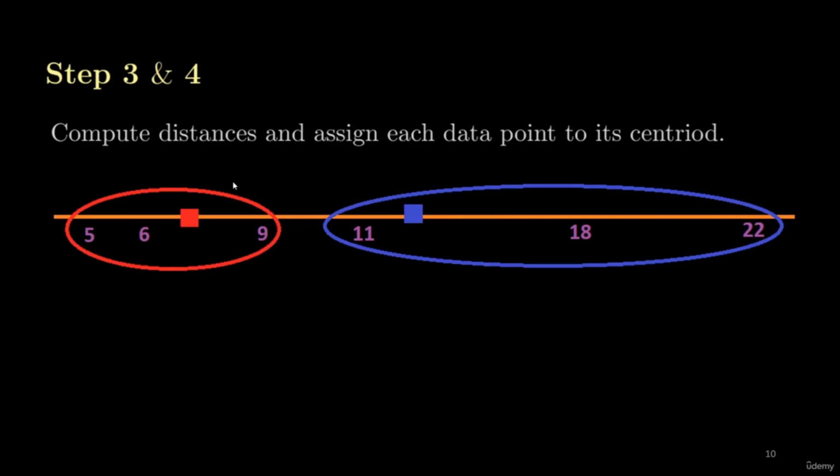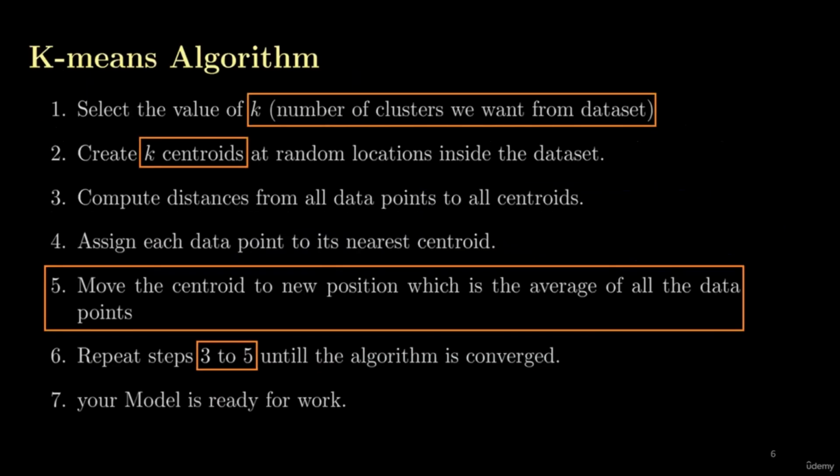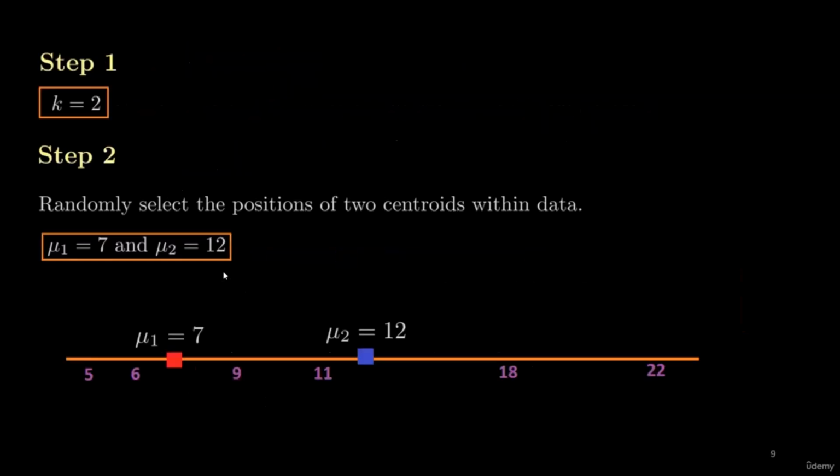Now step 5 is very important. If we see step 5 of the K-means algorithm, it says move the centroid to a new position. Now we have to move the centroid. Since we have selected the centroids randomly, the algorithm has not converged. Now we have to move the centroids so that every data point is assigned to a correct cluster. So how do we move? Move the centroid to a new position, which is the average of all the data points in a cluster. We have 2 clusters now.